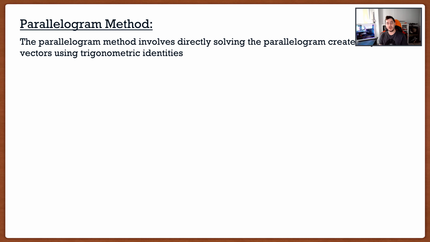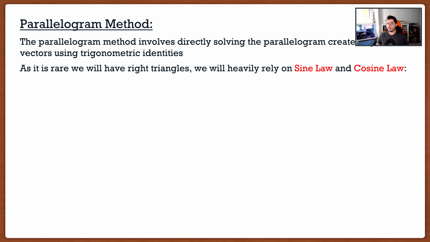So the parallelogram method directly involves solving that parallelogram that we created in the previous slide using trigonometric identities. The problem, however, is that if we remember that parallelogram, it wasn't a nice right triangle. We didn't have 90 degrees anywhere. So we have to go to a little bit more complex type of trigonometry, which is the sine law and the cosine law. I say complex, but you guys are very smart kids. You guys are going to say, Clayton, are you joking? This is simple. It's not complex at all. So let's review what sine law and cosine law are.